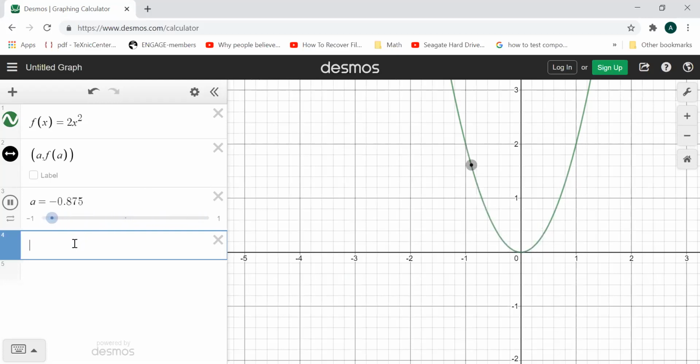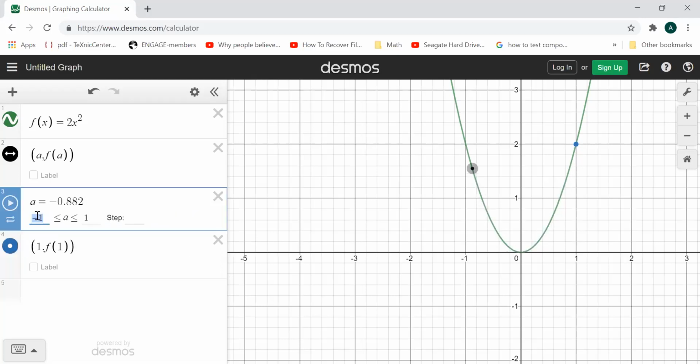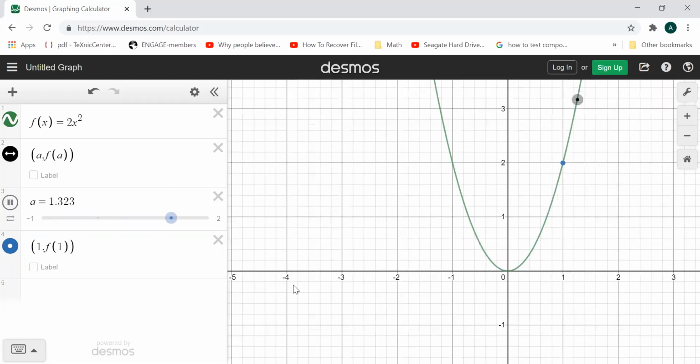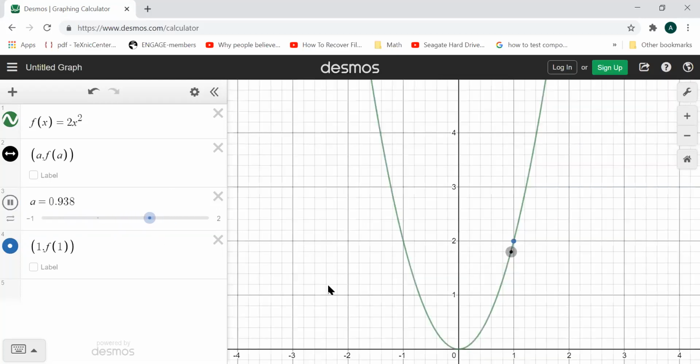So I also want the point 1 comma f of 1, because that's where I'm calculating the derivative, the slope of a tangent line, right? We want a tangent line over here. And in order to allow our value of a to actually pass 1 here, so we can also go to the right, let's put here -1 to 2 instead, and we can move our point, and look at that, it's going to also go from -1 to 2. Of course, it's going to be a little higher here, but you get the idea.